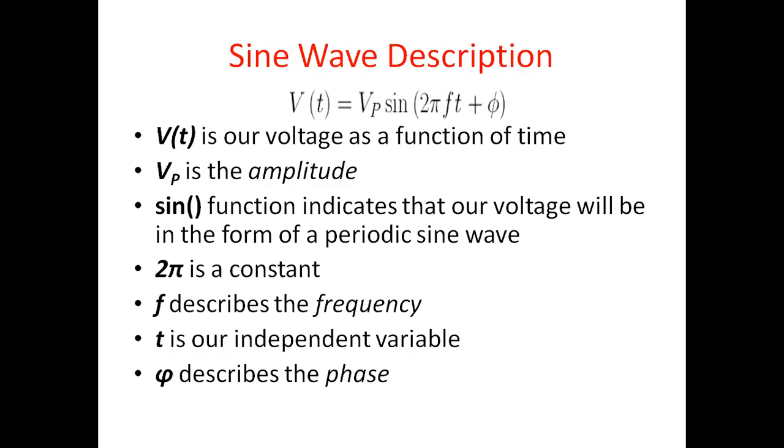Looking at just voltage, we are not considering current here, we are considering voltage, and we can describe a sine wave as a mathematical function. So the equation is given, that is V of t equals Vp times sine of (2 pi f t plus phi). V of t on the left side is our voltage as a function of time, which means that our voltage changes as time changes.